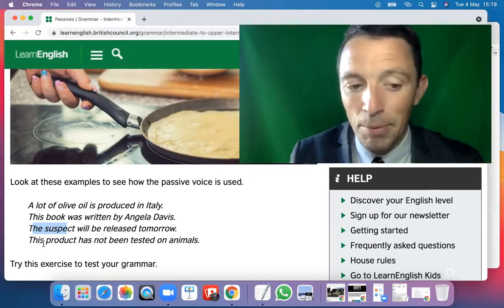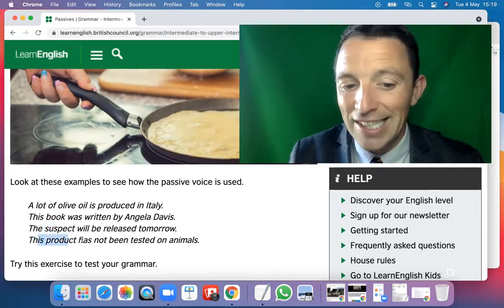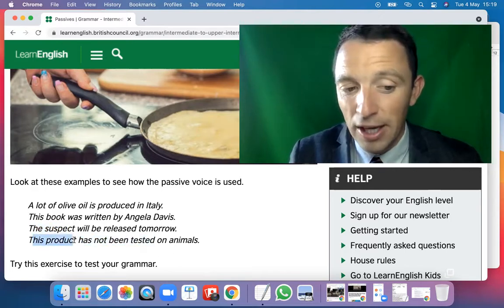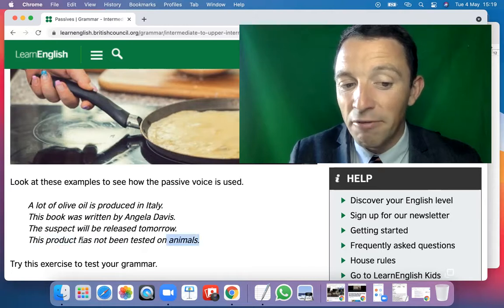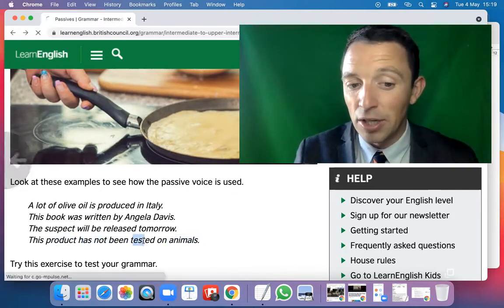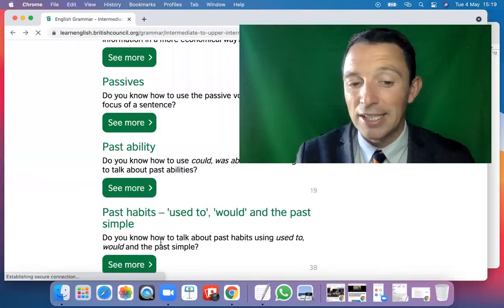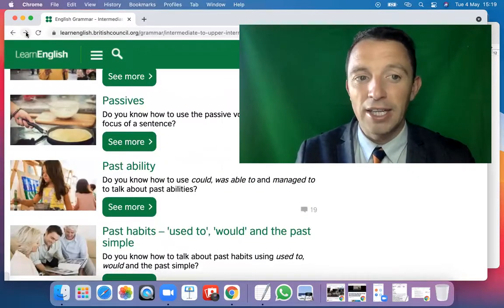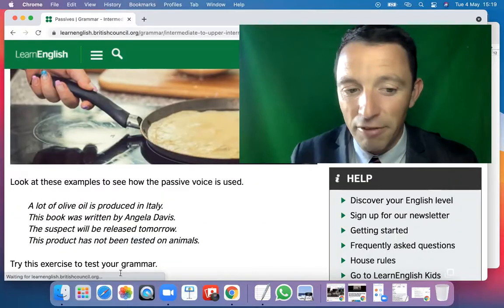And the final example, this product has not been tested on animals. So we have the product and we have the animals, but we have the verb to be in the present perfect plus the participle. So this is definitely the structure of the passive. And if I just return to the previous page, I think I lost it. So that's another example of the passive.